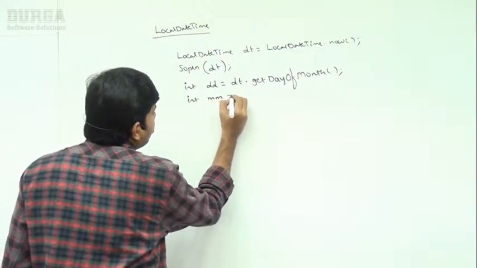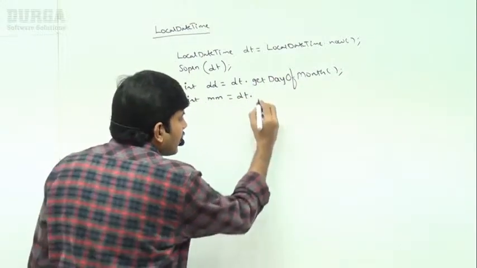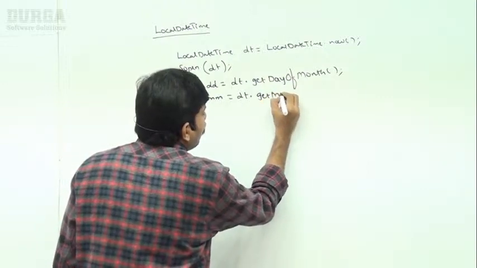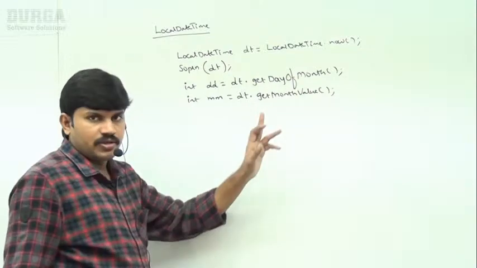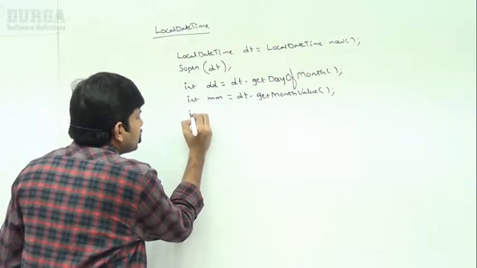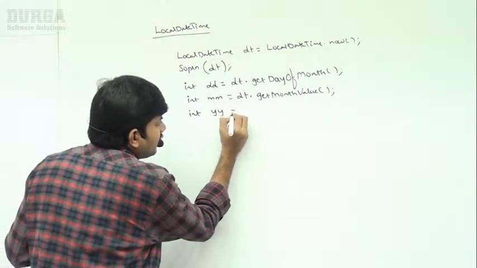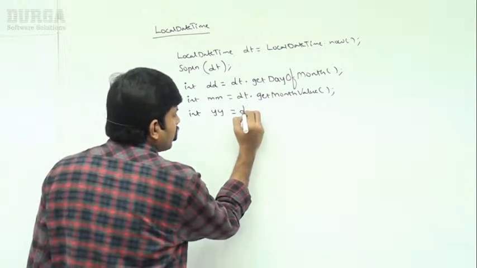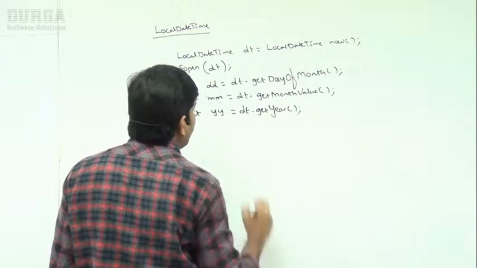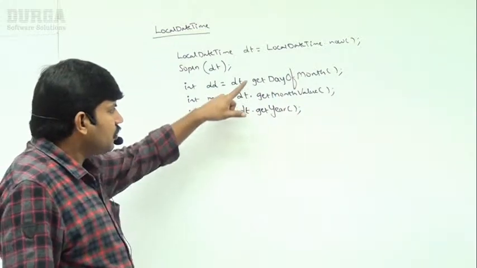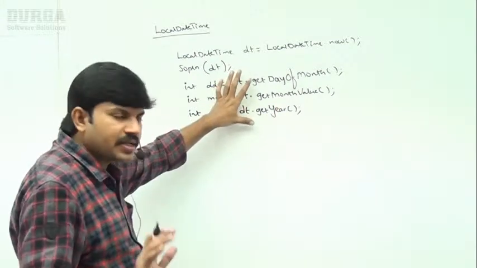int mm is equal to dt dot, what is the method I use? getMonthValue. Are you getting? getMonthValue, like this I am taking. Next, int yy is equal to dt dot getYear, like this. So what is the day value, what is the month value, and what is the year value? Is it clear for all of you?